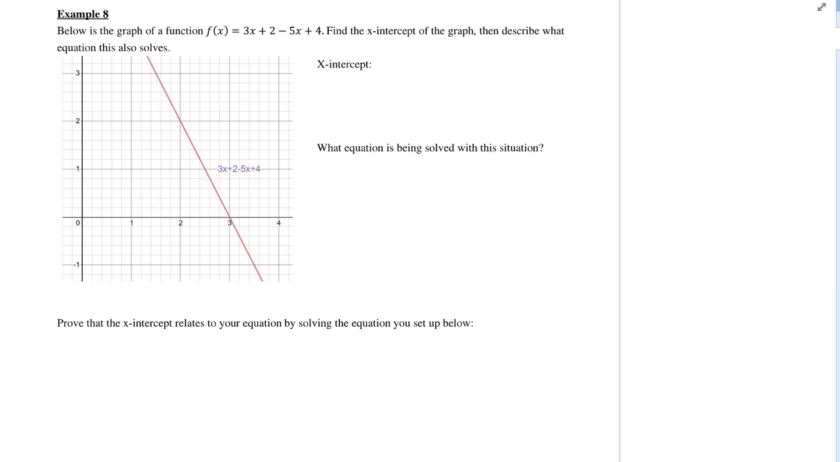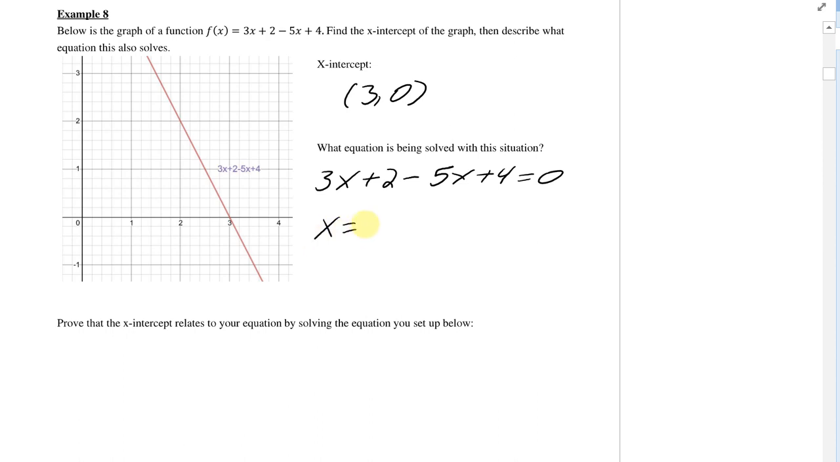The first thing that I want you to do is pause the video and just identify what is the x-intercept. So the x-intercept here is just the point 3, 0. That is the x-intercept. Now the second part of this is what equation can we solve using that information? Well, in this case, I know what my f of x is. It's this equation, so I have a little bit more information. So what I know is that I can set that equation, 3x plus 2 minus 5x plus 4, set that equal to 0, and I should know the solution to this. The solution to this should be x equals 3. So that's the information that you get out of this.